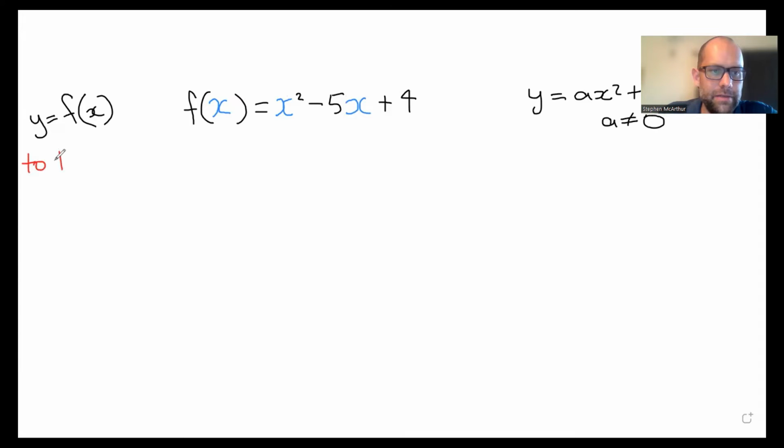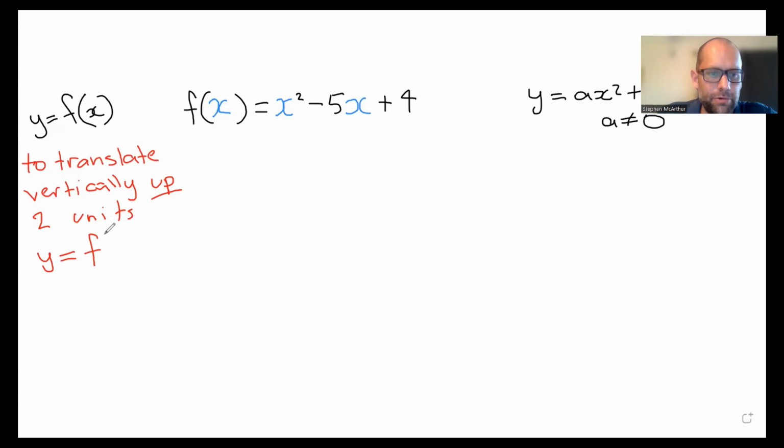To translate, make sure we get the language correct. To translate vertically up 2 units, the new graph y must be equal to the old graph f of x plus 2. Okay. Oh, I just realized I didn't need to do this because I'm not changing anything on the x-axis. Anyway, we'll leave that like that. That's okay for now. No, I will change it. I'll make this all black.